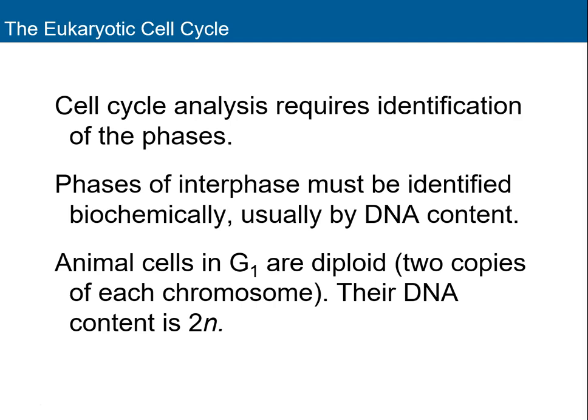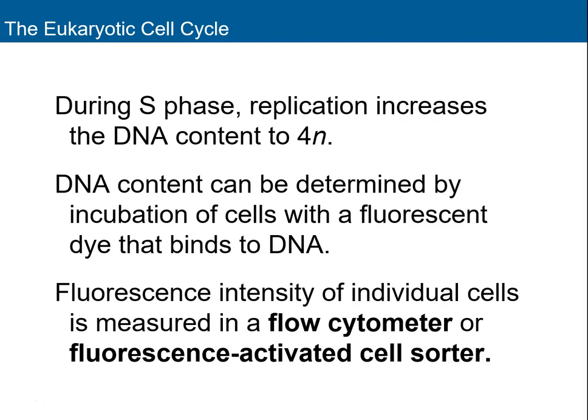So it says here cell cycle analysis. In terms of studying the cell cycle, you need to be able to identify those phases. You can identify the phases of interphase by DNA content. Animal cells in G1 are diploid, they have 2 copies of each chromosome. Their DNA content is 2N. During S phase, that replication increases the DNA content to 4N, because now it's been replicated and then that cell's going to divide. Remember, 2N is diploid, your normal DNA content in a normal cell, not in a sex cell. We're talking about somatic cells.